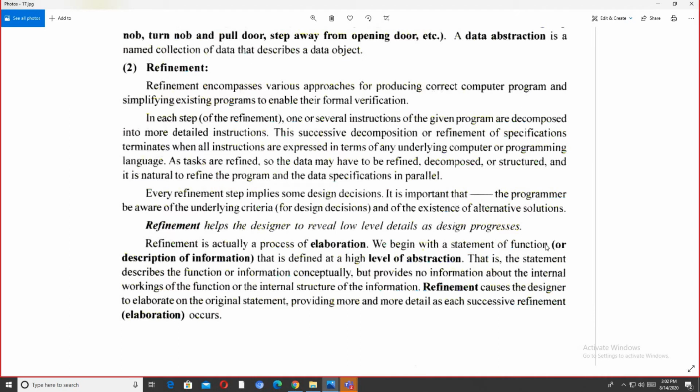So whenever you are talking about a particular process, for example, let's irrigate the plants, the irrigation is the module, and further, if you bring it down to the level of the programming language, in any programming language in which you are producing a program, that will be called a successful refinement. So all tasks are refined, so the data may have to be refined, decomposed or structured, and it is natural to refine the program and data specifications in parallel.